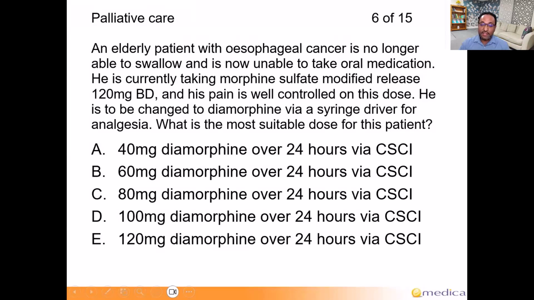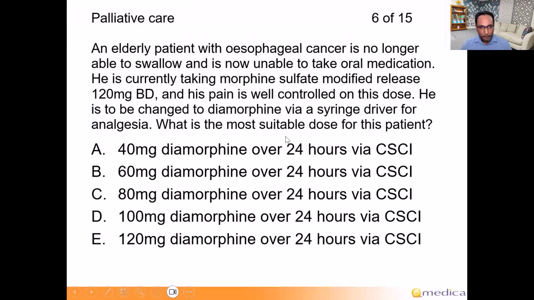So this is a very typical area for questions in the exam. Every AKT has to have at least 1 drug calculation question. In many exams, there'll be more than 1. So they'll often have a pediatric one and then a palliative care or cancer management, sort of analgesia type one. So this is very typical of that.